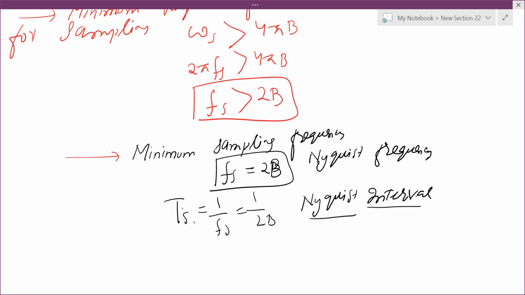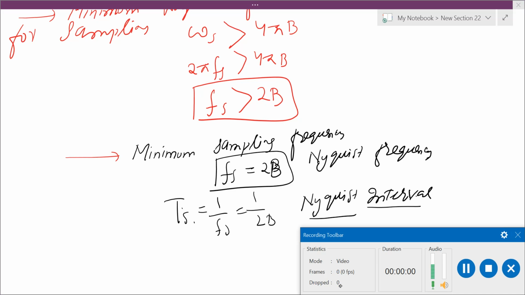Okay, now in the subsequent lecture we will study quantization, the next step. This is the first step for going into the digital world. We have moved from continuous time to discrete time, then we will study the quantization process also.